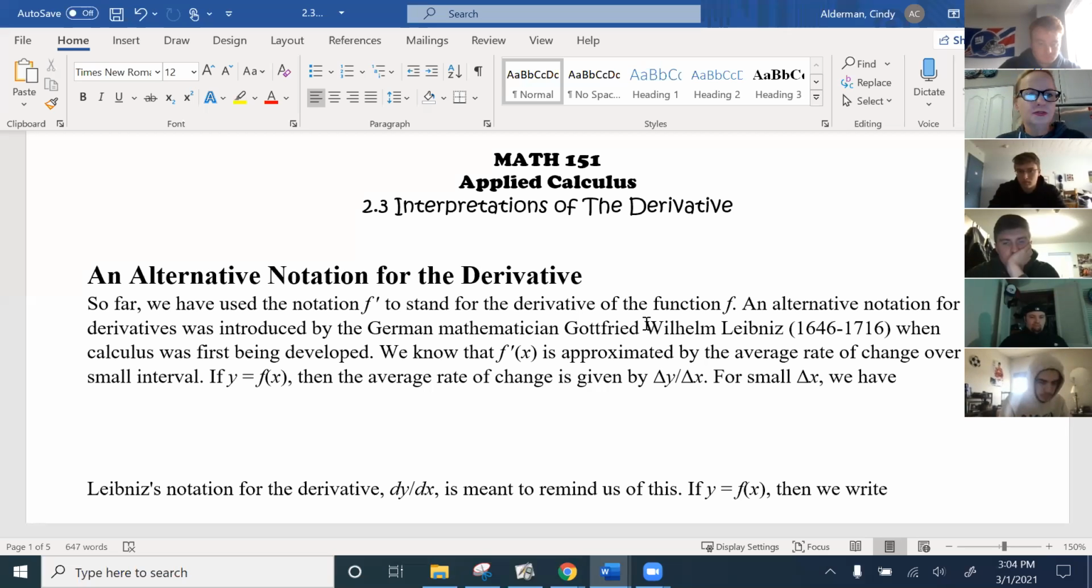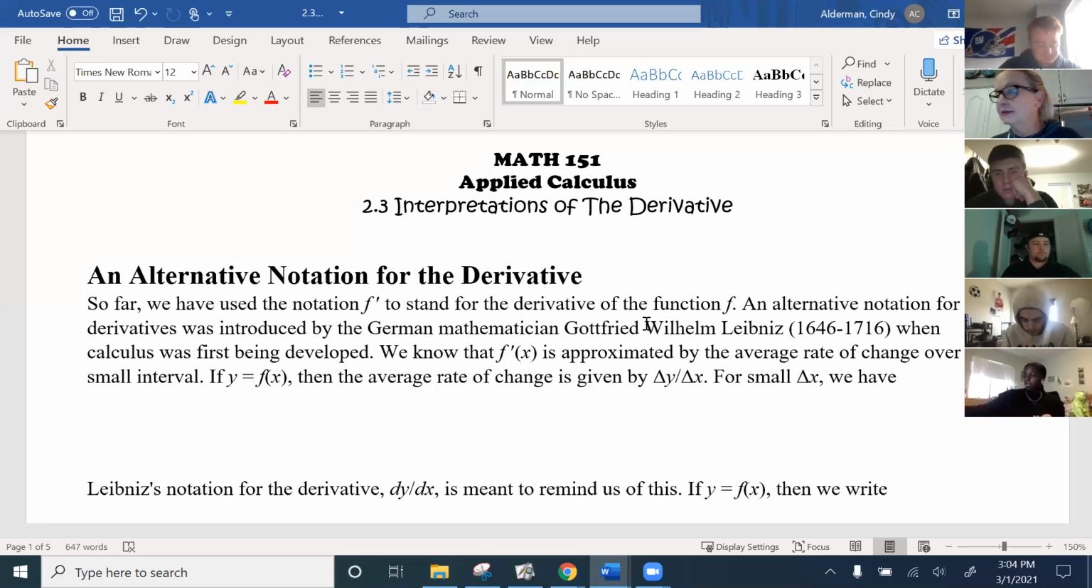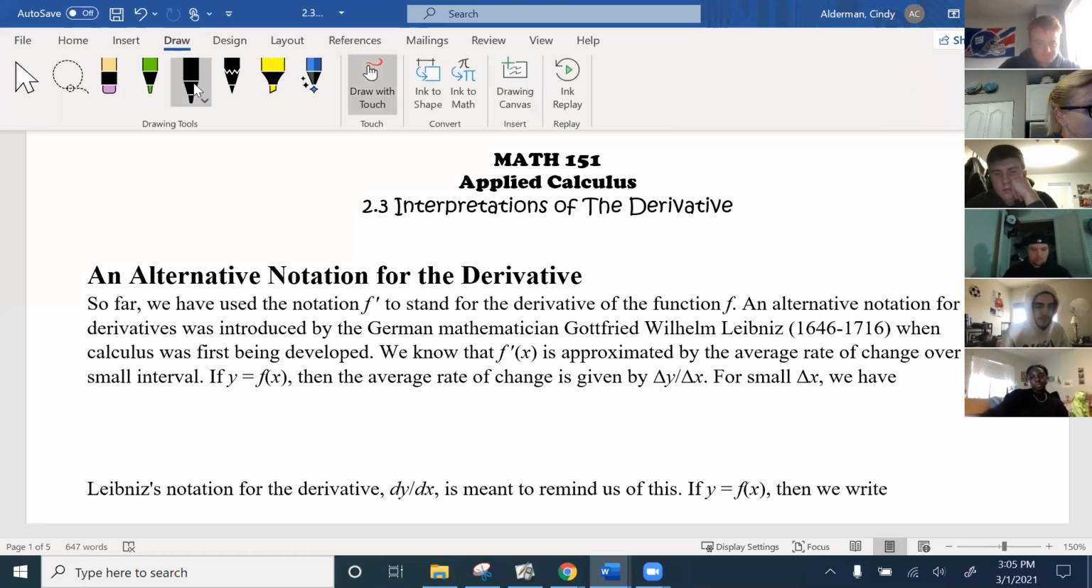Okay. So we know that f prime of x is approximated by, and we did this last class, the average rate of change over a small interval, right? Real small changes in x. Like, remember we did going from x is 1 to x is 1.01, right? So that's what they're talking about, very small changes in x. So for small changes in x, we have the derivative, and remember, that's just the same thing as slope, right? Change in y over change in x.